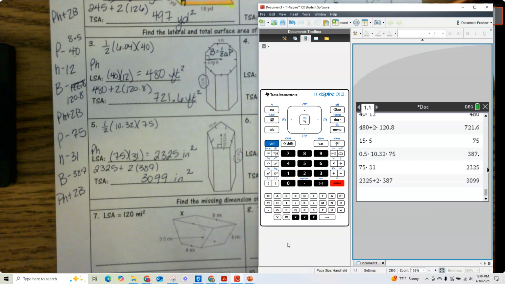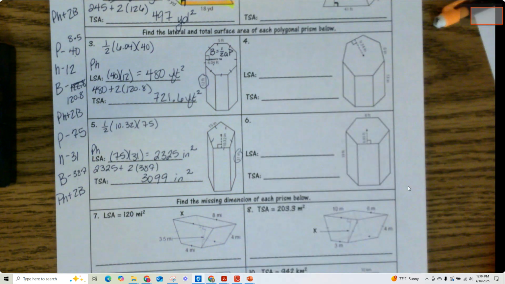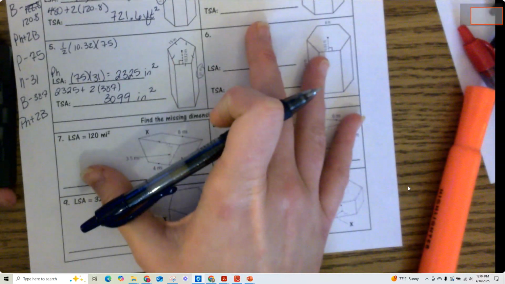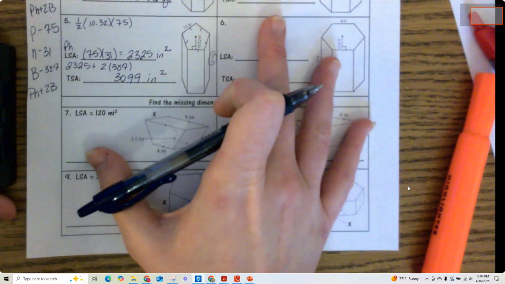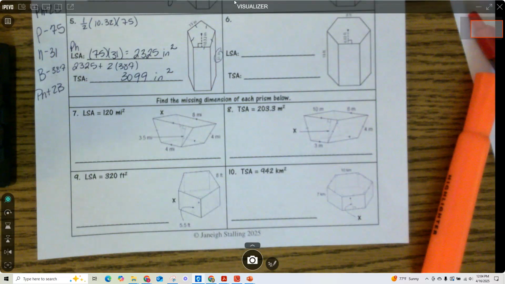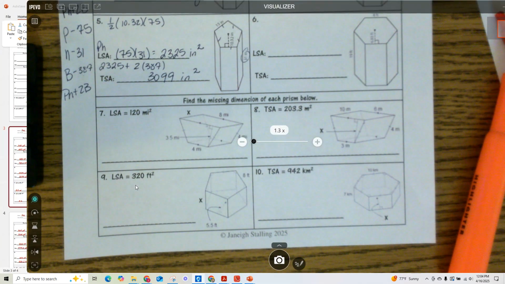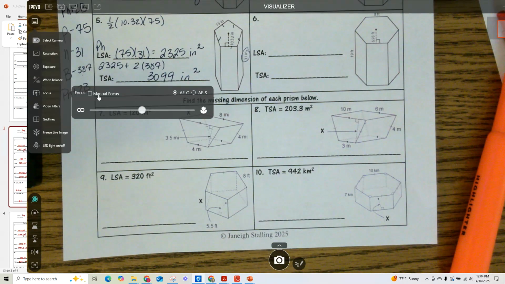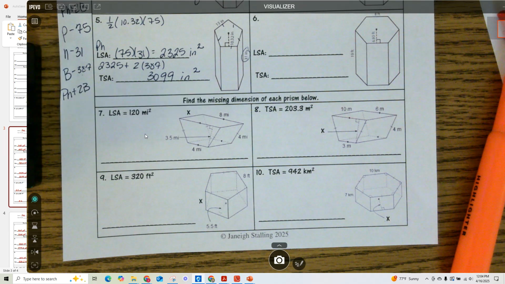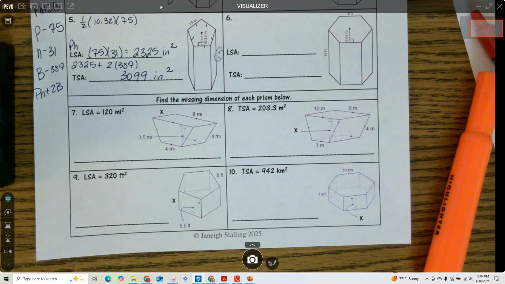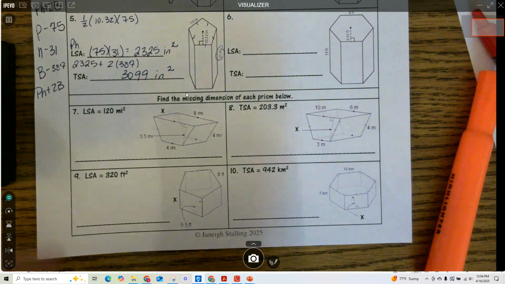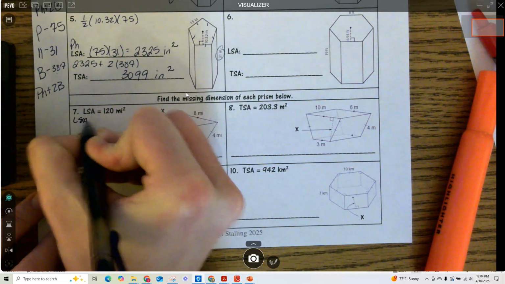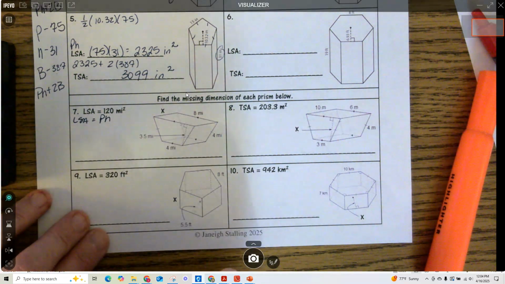Okay. Think about what you're given in these. And that's kind of where we messed up on these yesterday. Let me see if I can get this to focus a little bit. A little better. Okay. If they're giving you lateral surface area equals perimeter times height.